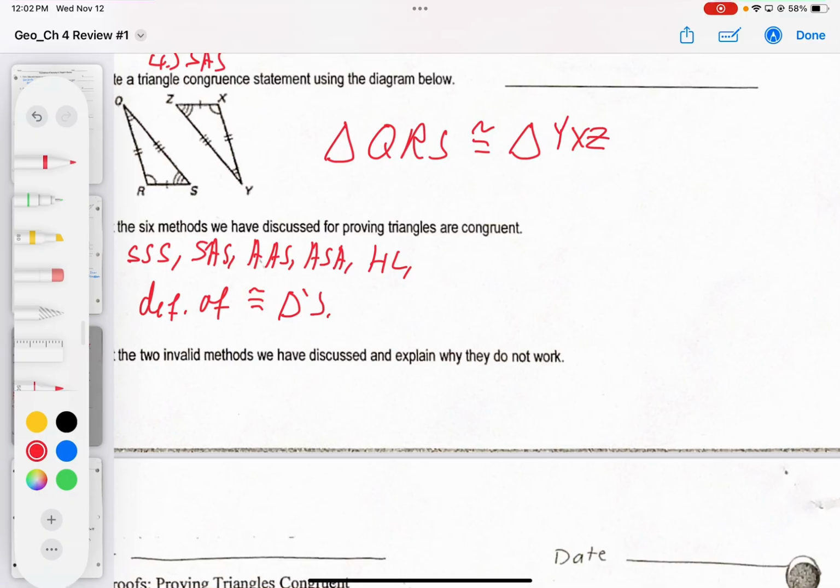Stop. What did you say? So is that to prove that the angles or the sides are the same? Exactly. You use CPCTC to prove one pair of pieces, whether it's sides or angles.